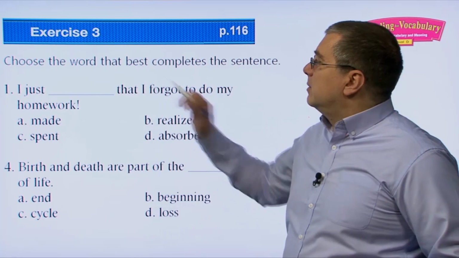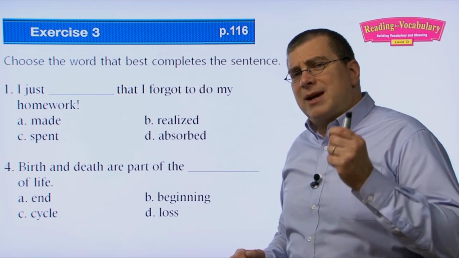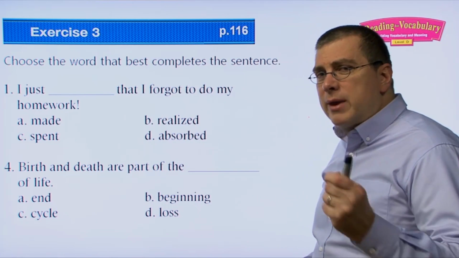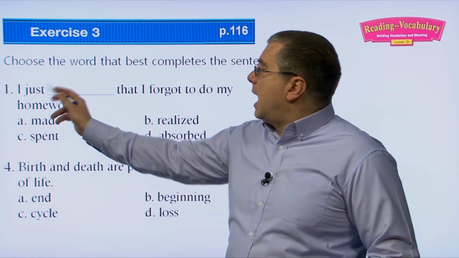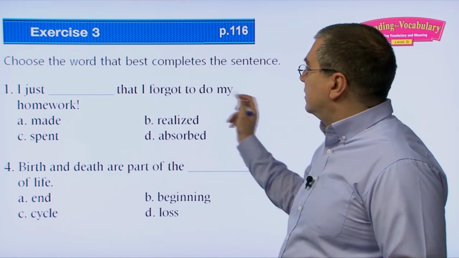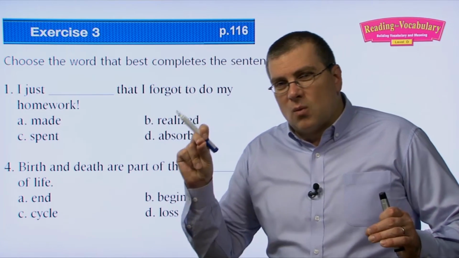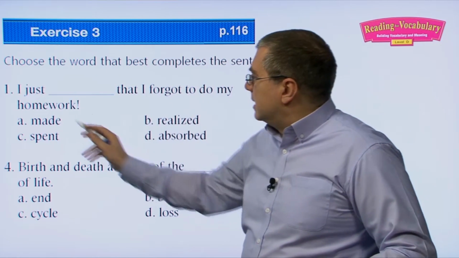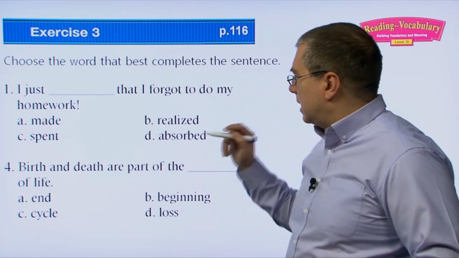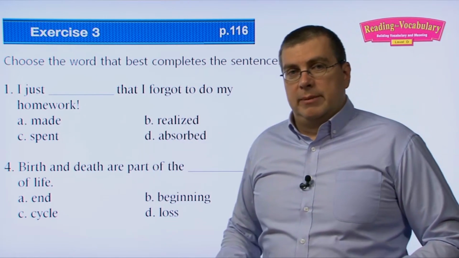Well, not next one. We need to look at the words. Let's check the words that we just learned. Make sure that we remember those and how they are used. So let's go over the different problems here. Number one, I just blank that I forgot to do my homework. So you just, what? It's like you have an idea. And what is that? I just A, made, B, realized, C, spent, D, absorbed.